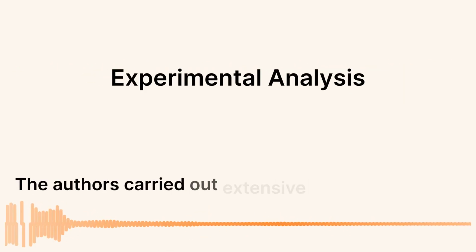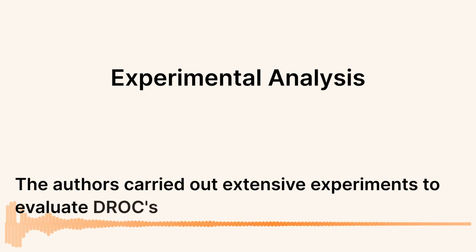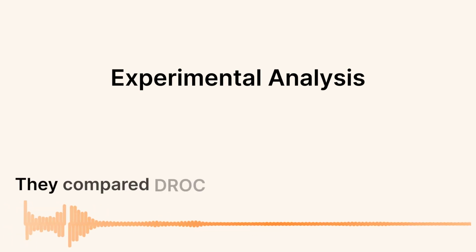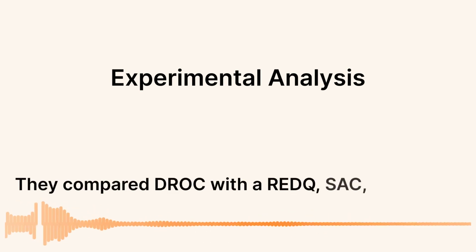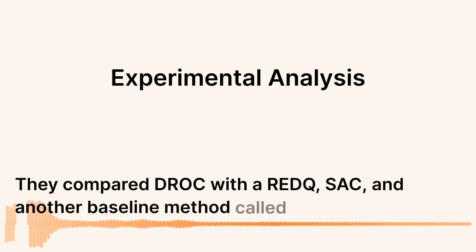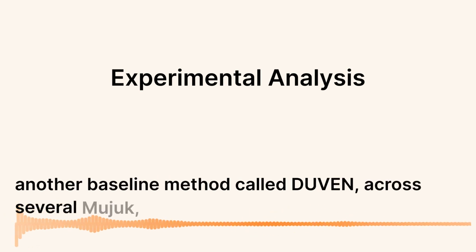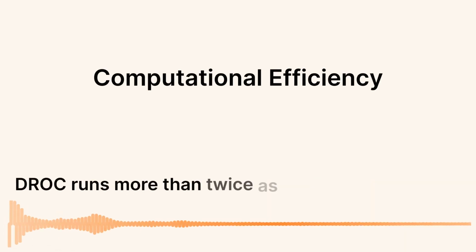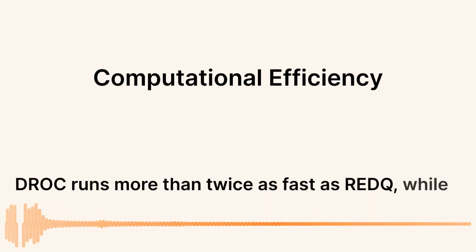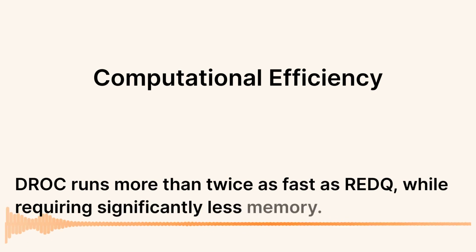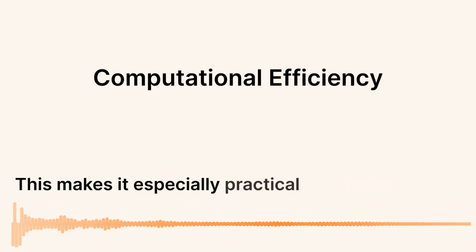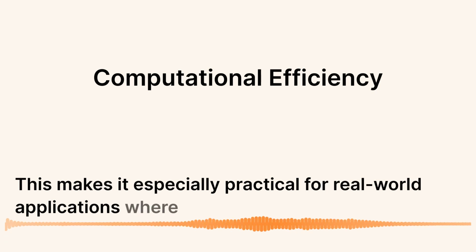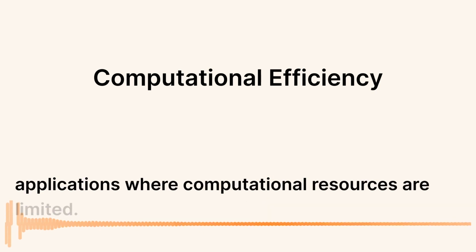The authors carried out extensive experiments to evaluate DroQ's performance. They compared DroQ with REDQ, SAC, and another baseline method called DUVN across several MuJoCo benchmark environments. DroQ runs more than twice as fast as REDQ, while requiring significantly less memory. This makes it especially practical for real-world applications where computational resources are limited.